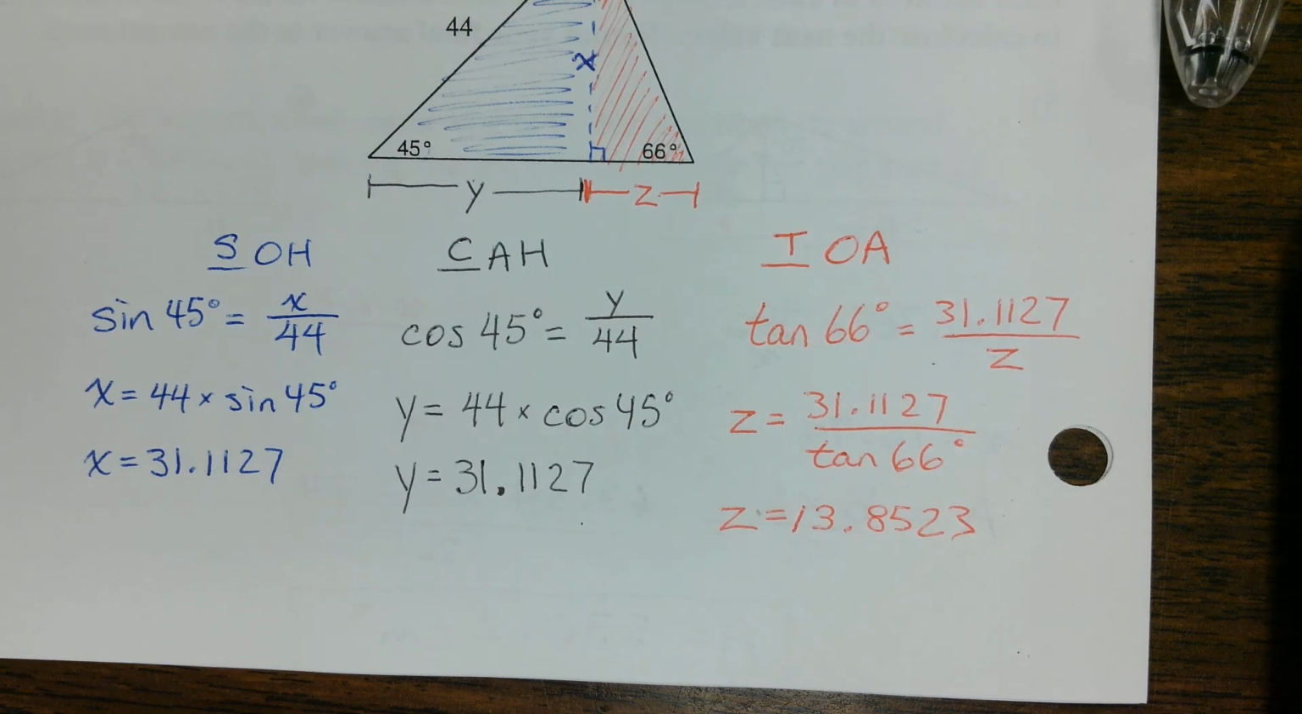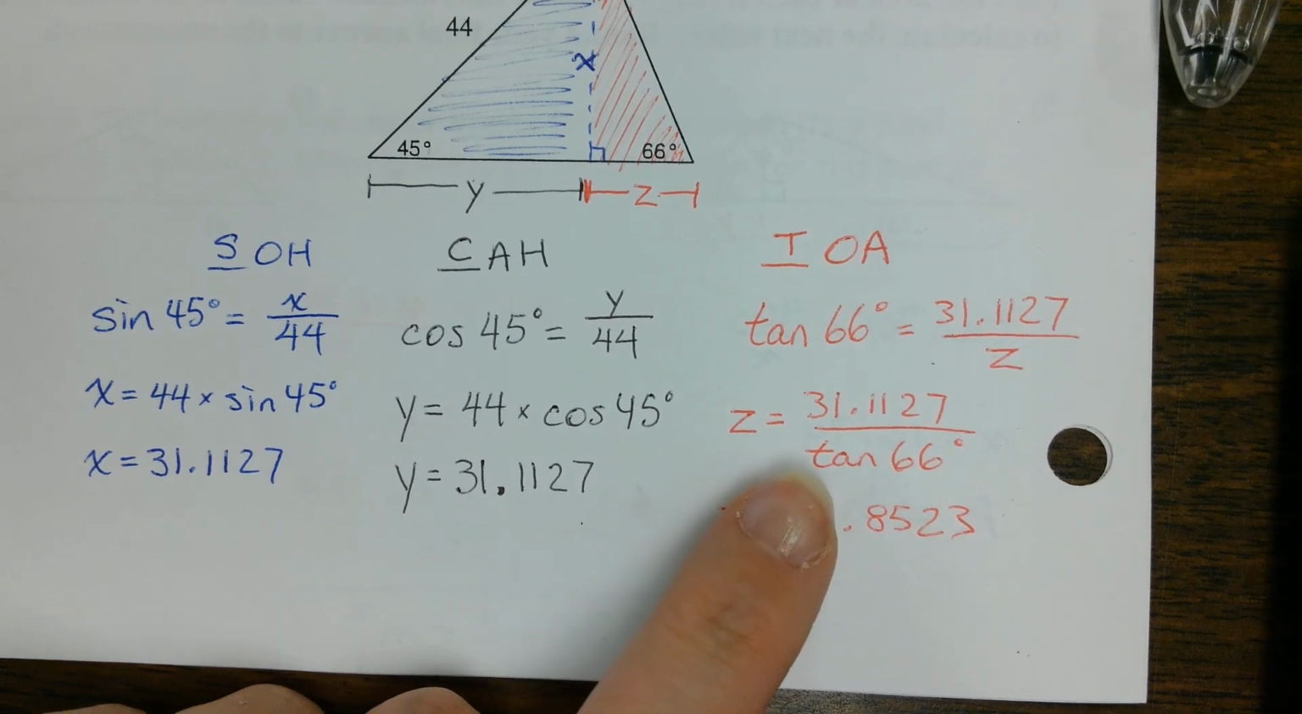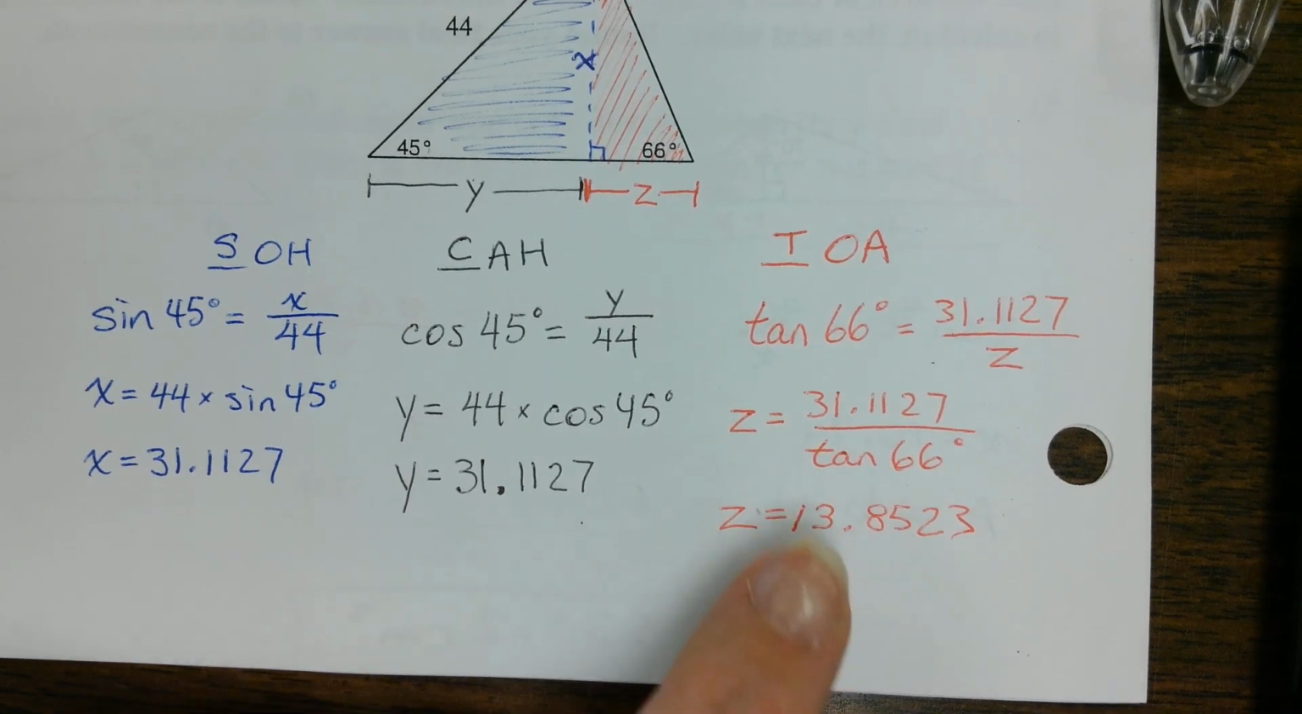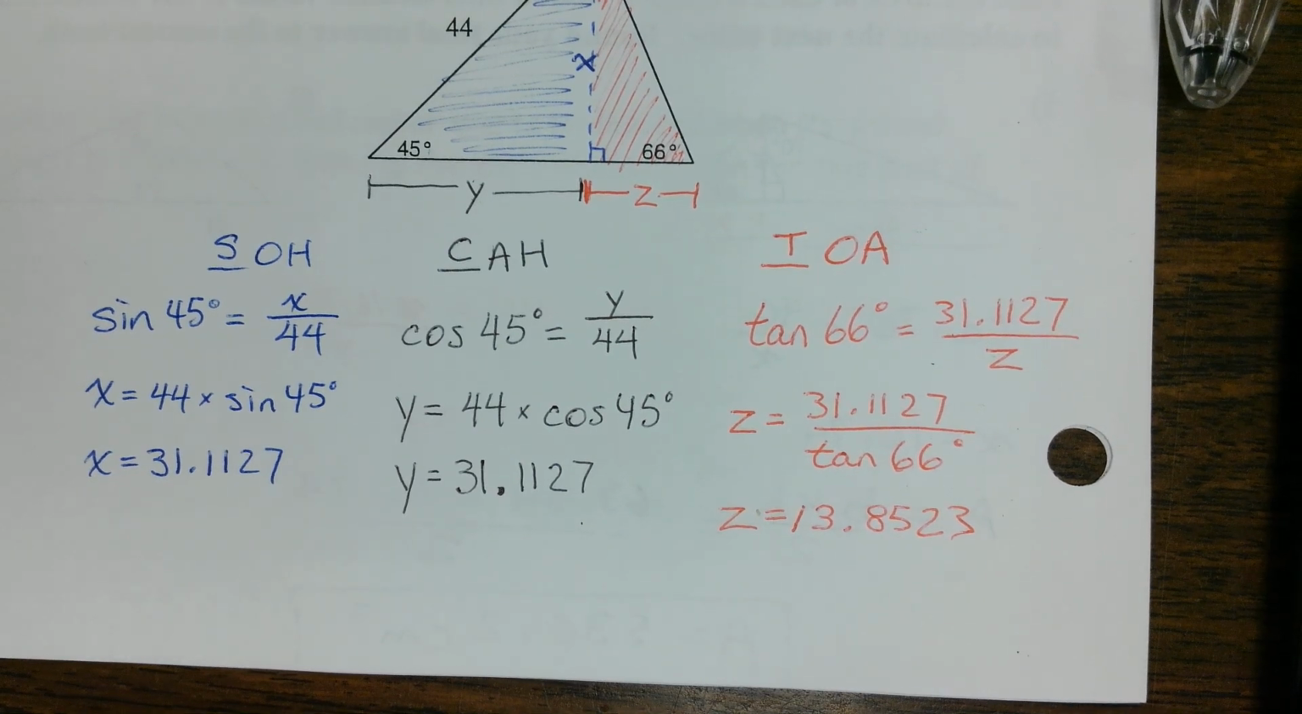Yeah, 13.8523. You didn't get that? Did you divide or multiply? I'll try that again. What did you get? Oh, I have a mistake. Good. See, the important thing is catching your mistake.